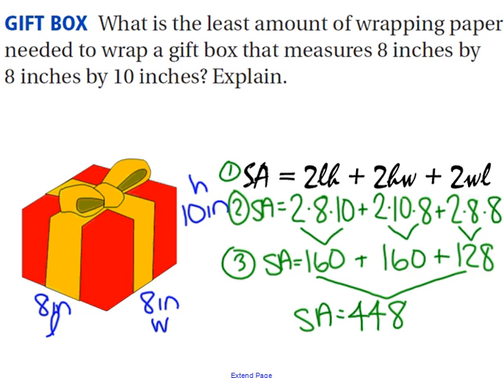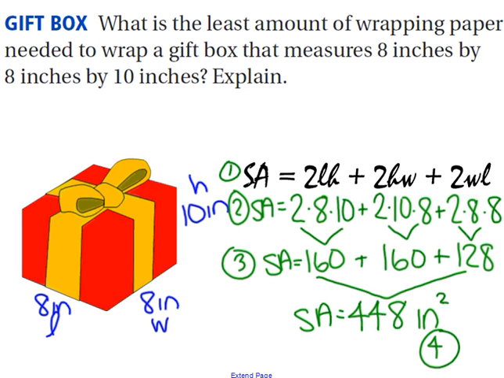And then this is in square inches. So final answer, least amount of wrapping paper, assuming that you're not overlapping, which you probably are, but assuming you're not, 448 square inches.